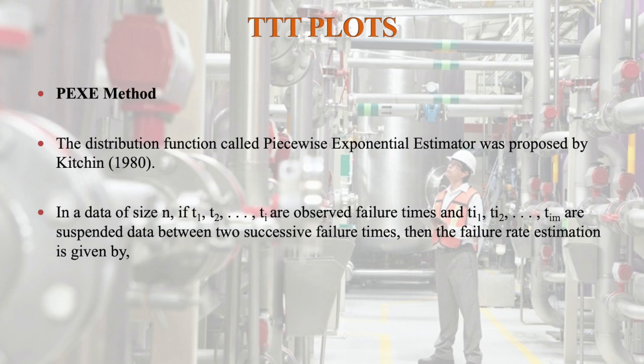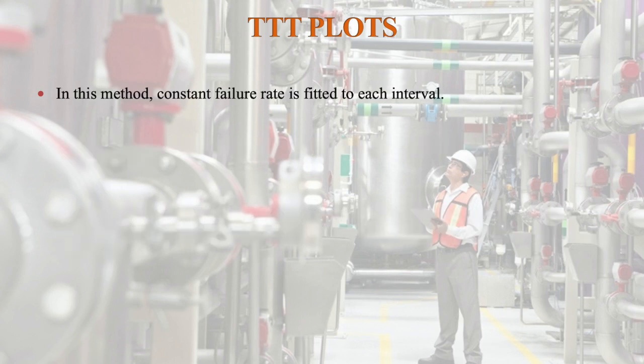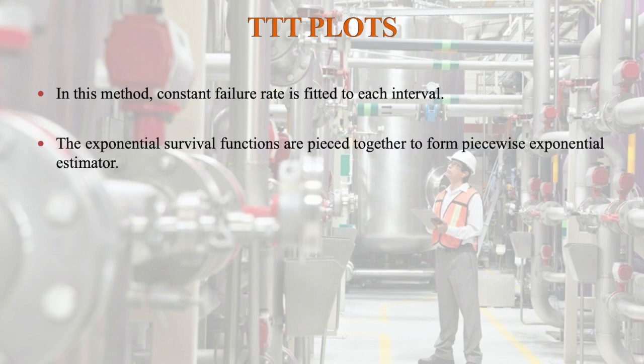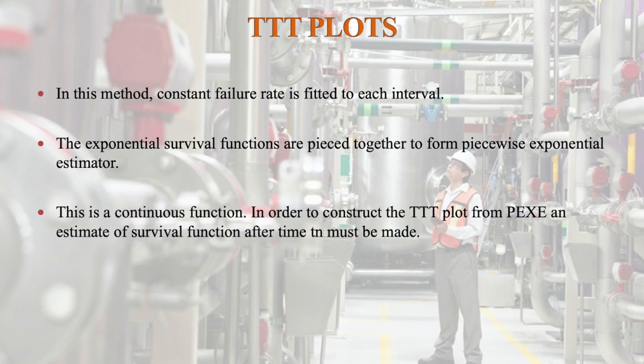if T1, T2 up to Ti are observed failure times, and Ti1 and Ti2 up to Tim are suspended data between two successive failure times, then the failure rate estimate is given by the expression. In this method, a constant failure rate is fitted to each interval. The exponential survival functions are pieced together to form the piecewise exponential estimator. This is a continuous function.